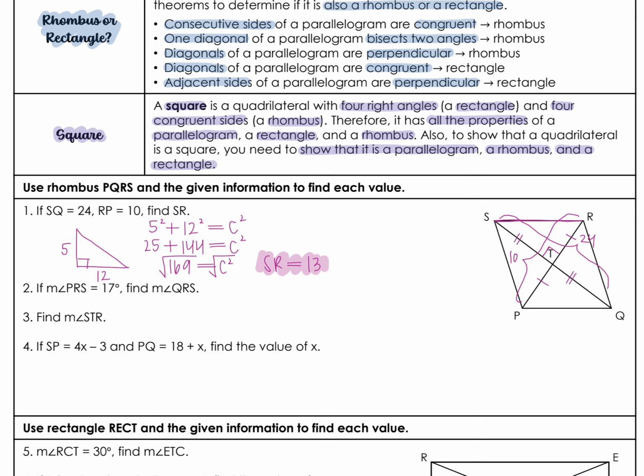Moving into our next problem here, we are asked to find the measure of angle QRS given that angle PRS. So let me highlight this to see which angle that is. We've got PRS.